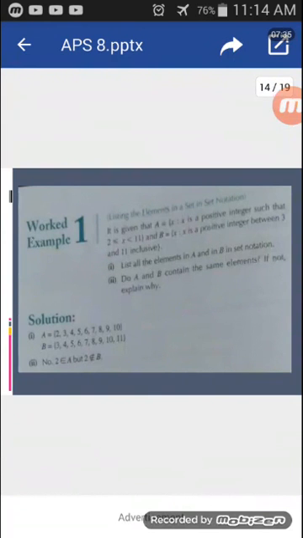Second is, do A and B contain the same elements? If not, explain why. This is the most important question. Part 2 answer is no. 2 belongs to A but 2 does not belong to B.